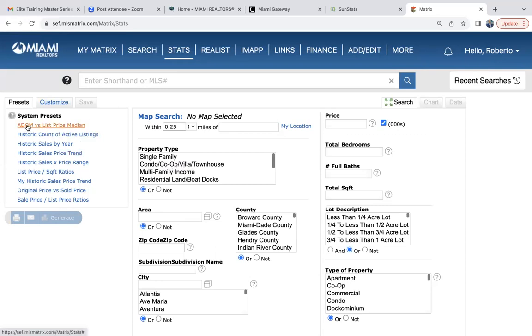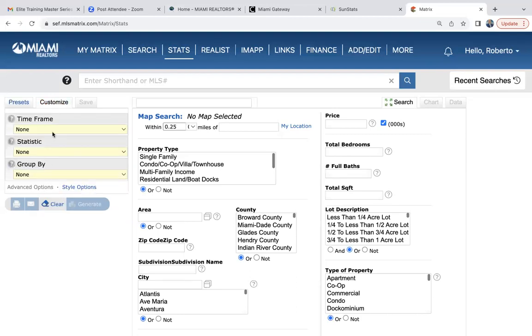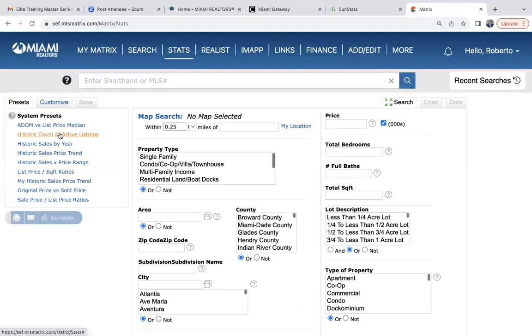So we have active days on market versus list price. We have historical count of active listings. We also have historic sales by year, historic sales by price trend, and others. You can always go to customize and build your own statistic report. We're going to go back to presets and we are going to run the historic count of active listings.